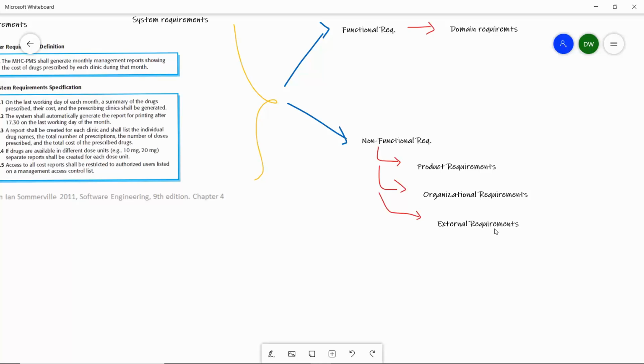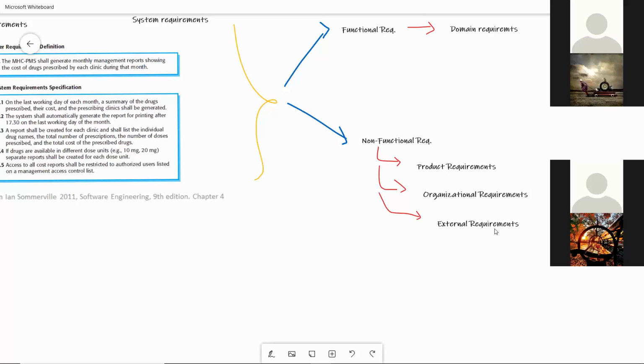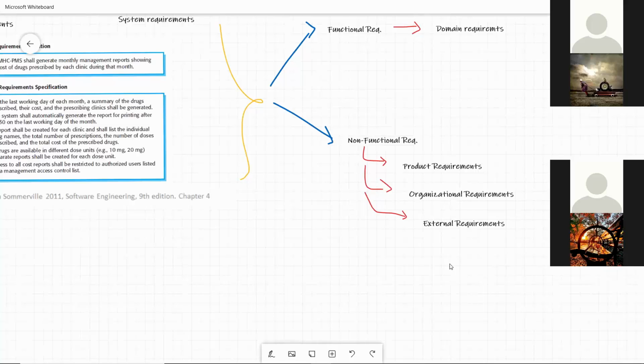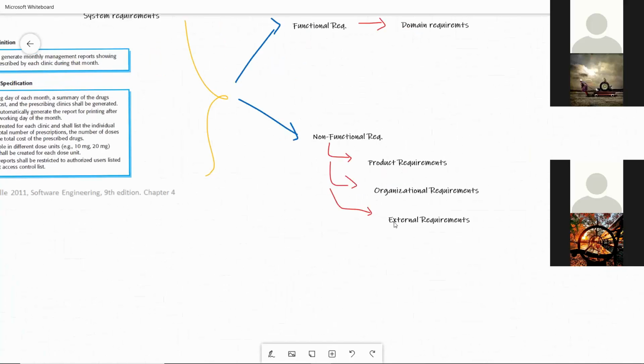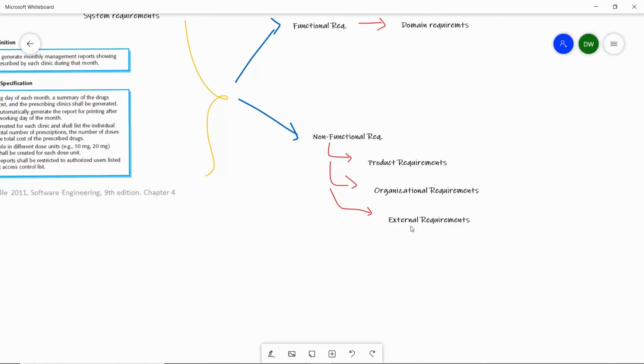And when you are developing software, sometimes you will have to think of the legal problems, legal bonds which involve with your system. So those kind of things are called as external requirements, right?